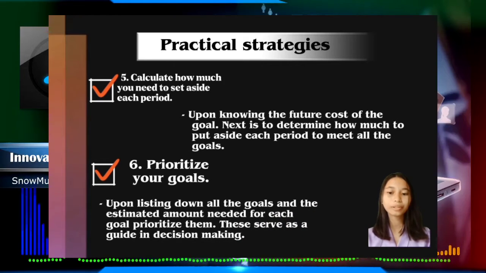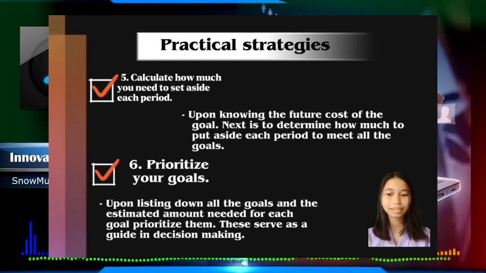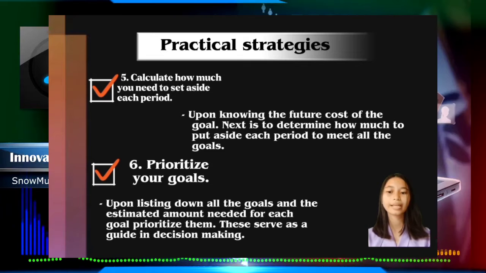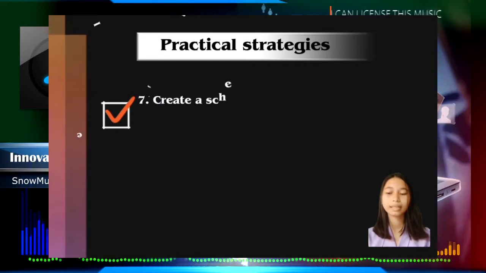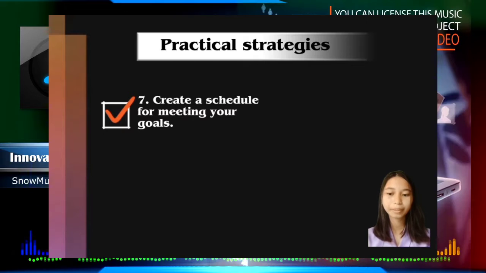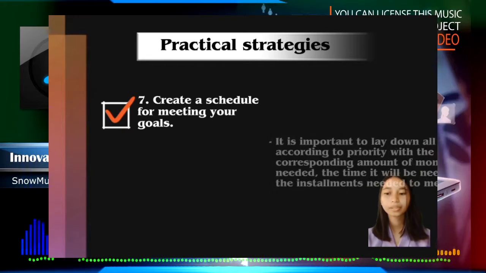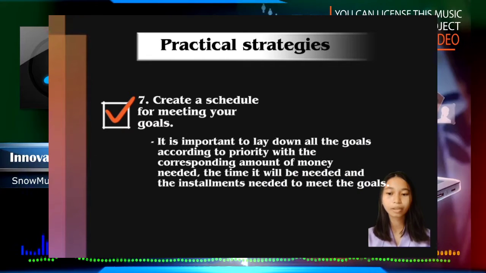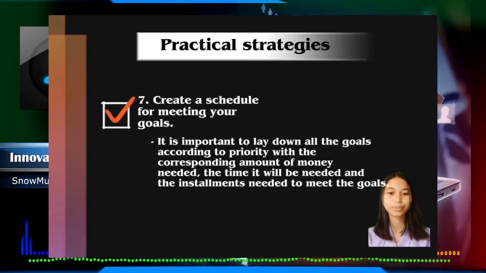Upon listing down all the goals and the estimated amount needed for each goal, prioritize them. This serves as a guide in decision making. And lastly, create a schedule for meeting your goals. It is important to lay down all the goals according to priority with a corresponding amount of money needed, the time it will be needed, and the installments needed to meet the goals.